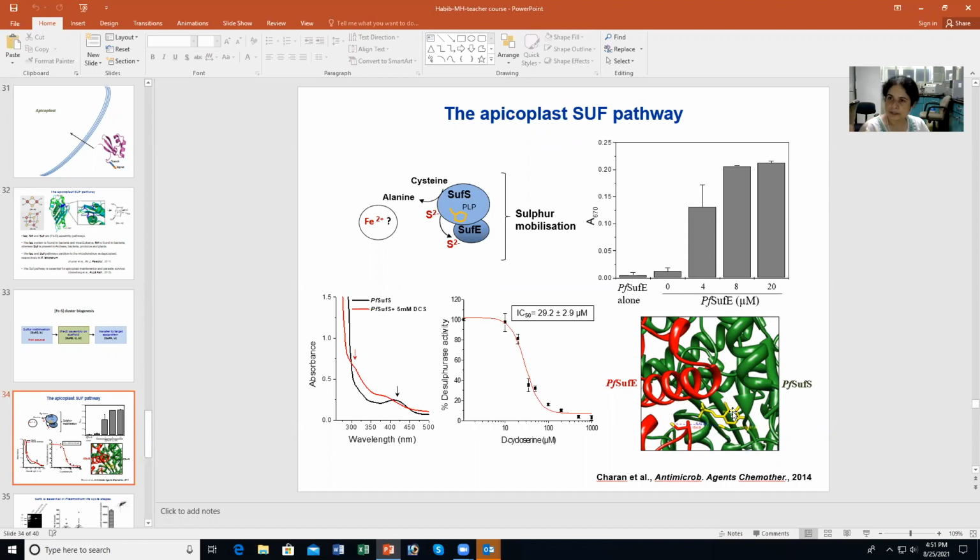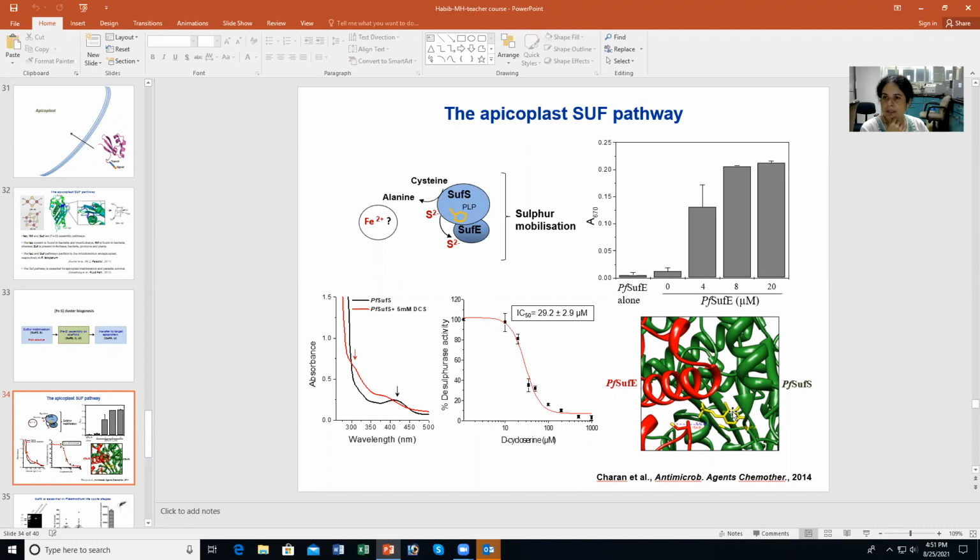And by doing so, can we inhibit parasite growth? Because SufS is the cysteine desulfurase, which we were able to establish, and SufE interacts with it and enhances its activity. Now, there is no known inhibitor of SufS, even in E. coli, in bacterial systems. So we decided to use a compound called D-cycloserine, an inhibitor that also inhibits Mycobacterium tuberculosis.